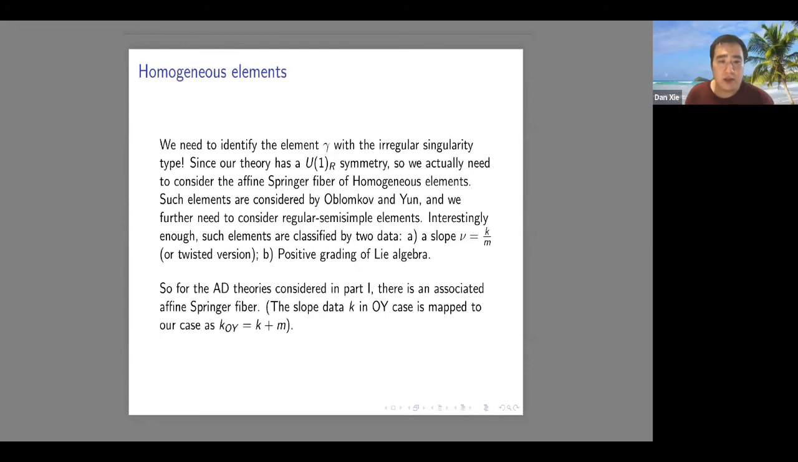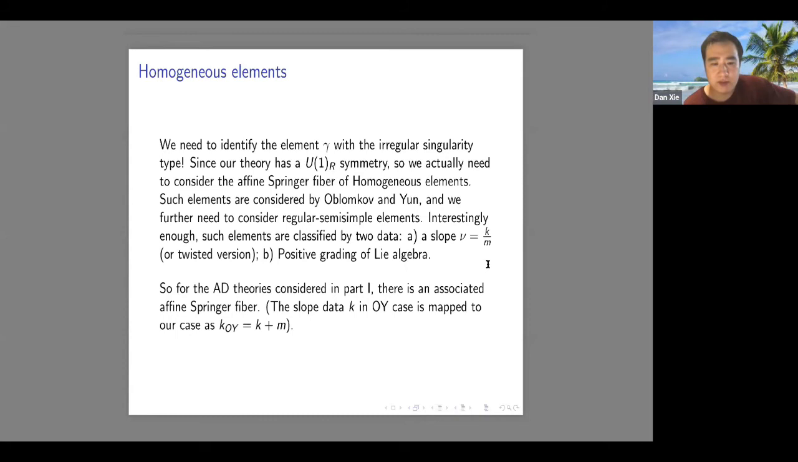Then we need to identify the element gamma with the irregular singularity type. Since our theory has a U(1)_R symmetry, we actually need to consider the affine Springer fiber of homogeneous elements. And those are elements studied by Oblomkov and Yun, and we also need to consider the regular semi-simple elements, as we always do. And interestingly, such elements are also classified by two data, a slope nu equal to k over m, and the positive grading of the root. Their work shows that these elements and the associated affine Springer fiber are also the same as the ones we use in engineering four-dimensional algebra.